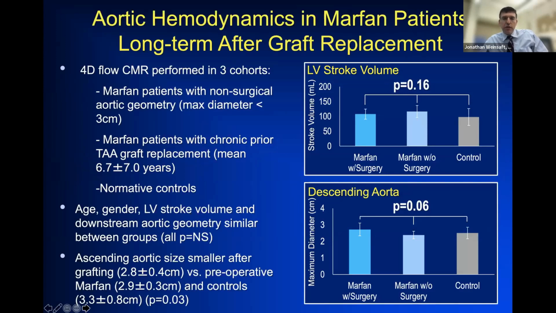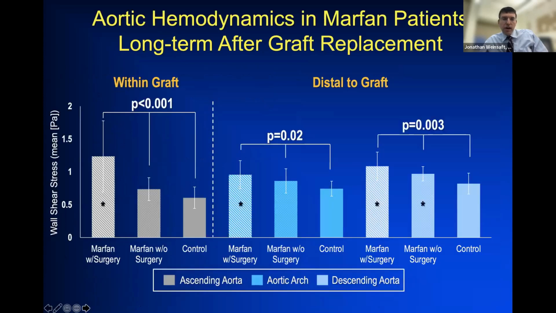Looking at retrospective data from our lab, in which we performed four-dimensional flow in 3 cohorts: Marfan patients with non-surgical aortic geometry, Marfan patients with chronic prior graft replacement, on average about 7 years prior, and normative controls, our findings suggest that when you look at four-dimensional flow derived wall shear stress, the Marfan patients with surgery are different with regard to the biomechanical features in relation to those without surgery, again matched for age, gender, and aortic dimensions, as well as controls.